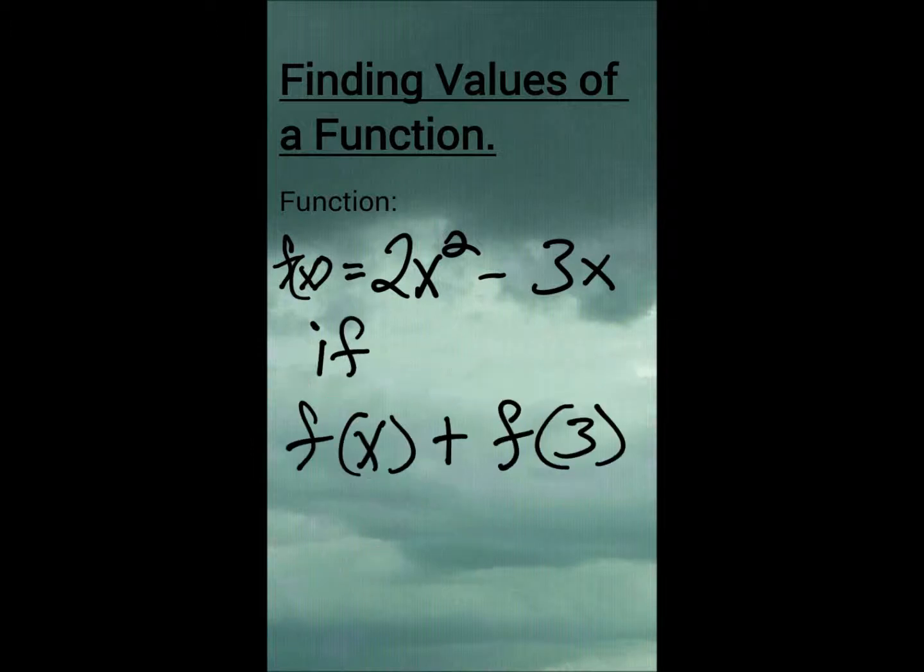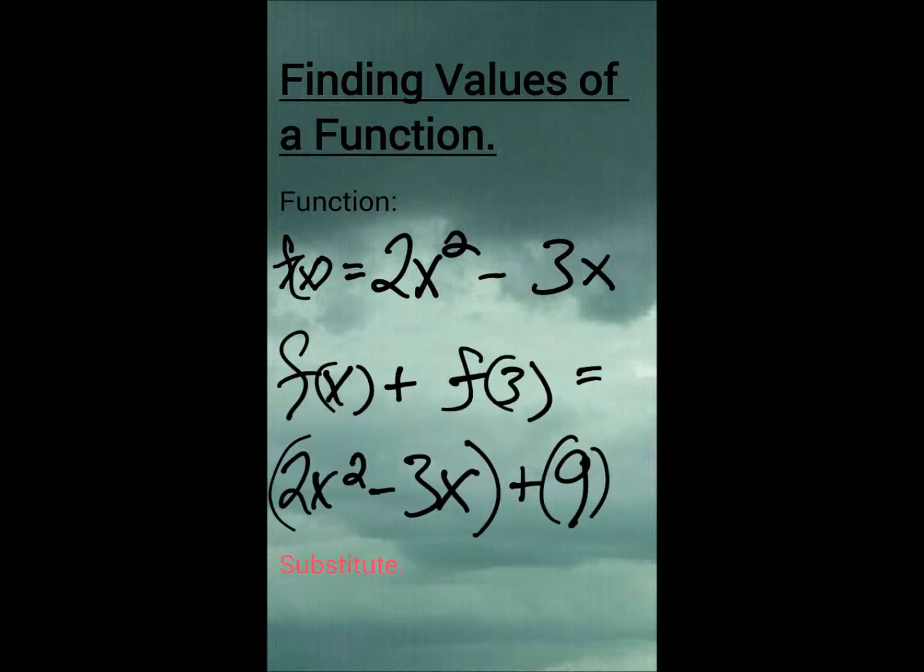Let's try f of x plus f of 3. We just found f of 3. We just replace f of x with 2x squared minus 3x, plus the value of f of 3, which we solved for was 9. So now we substitute, and then the next thing we do is solve. We just remove the parentheses. And there we have 2x squared minus 3x plus 9.